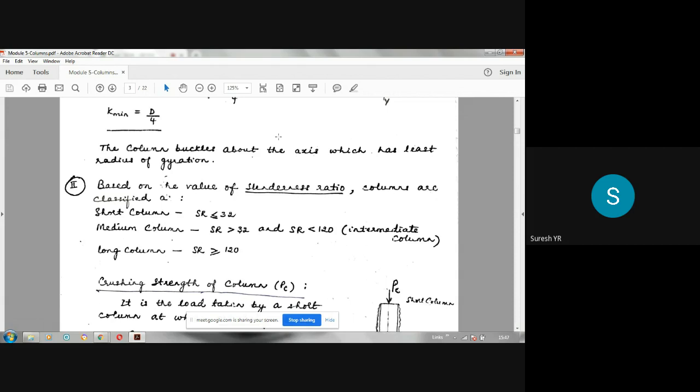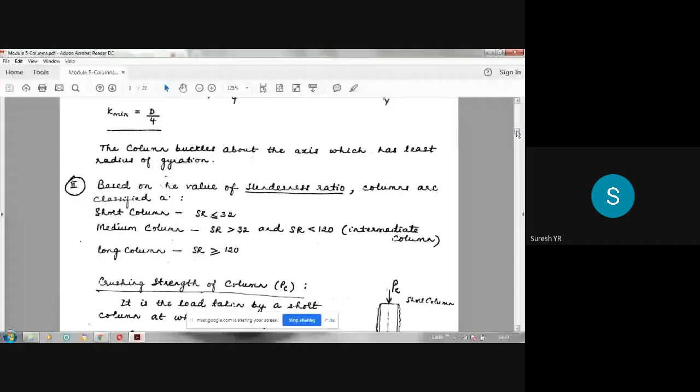So this is about the first classification, and I explained slenderness ratio. Slenderness ratio is the ratio of the effective length of the column to the minimum radius of gyration. Minimum radius of gyration is given by the square root of minimum moment of inertia divided by cross-sectional area. Minimum moment of inertia is the minimum of IXX or IYY. So this is how we have to calculate the slenderness ratio.